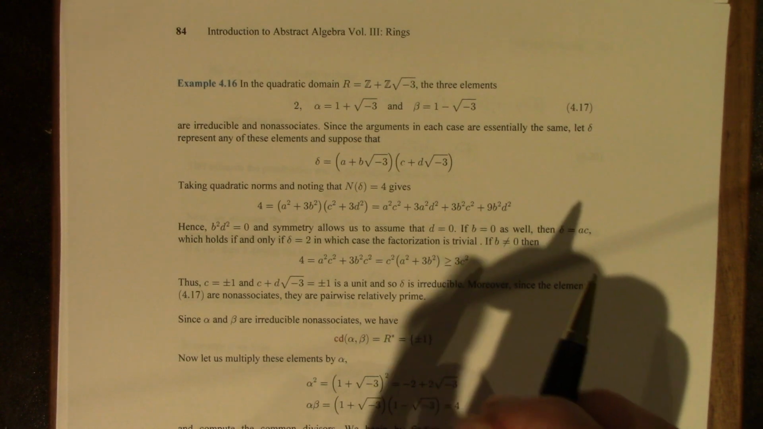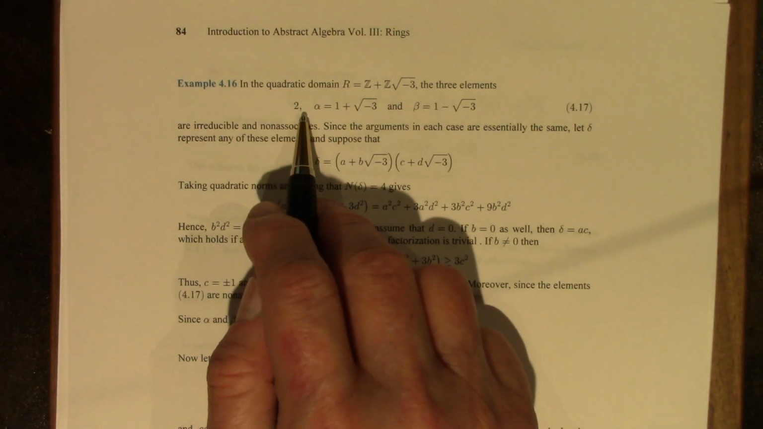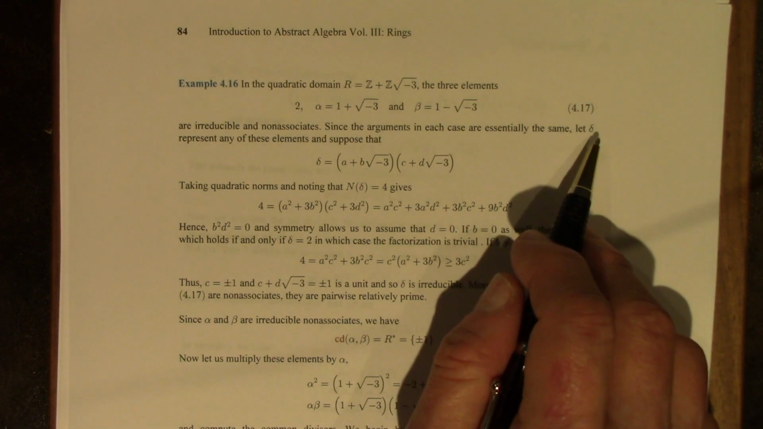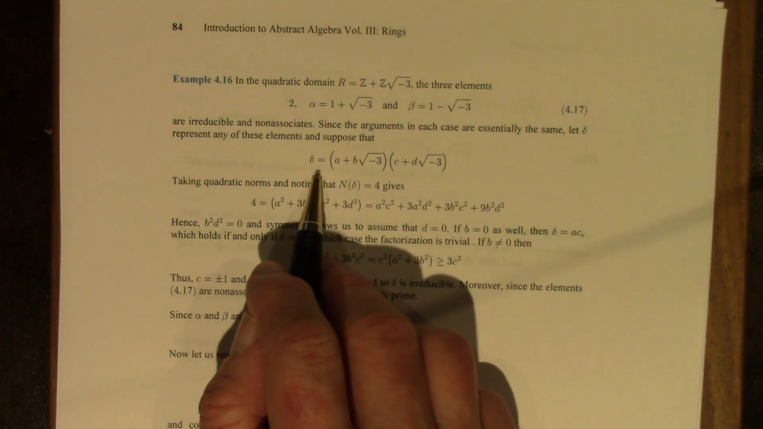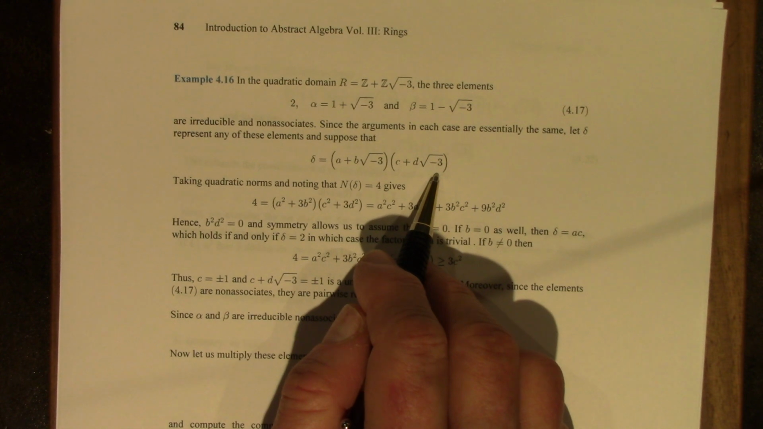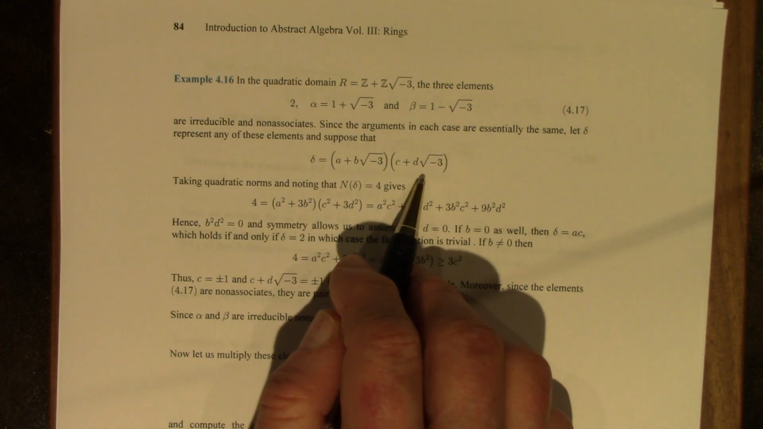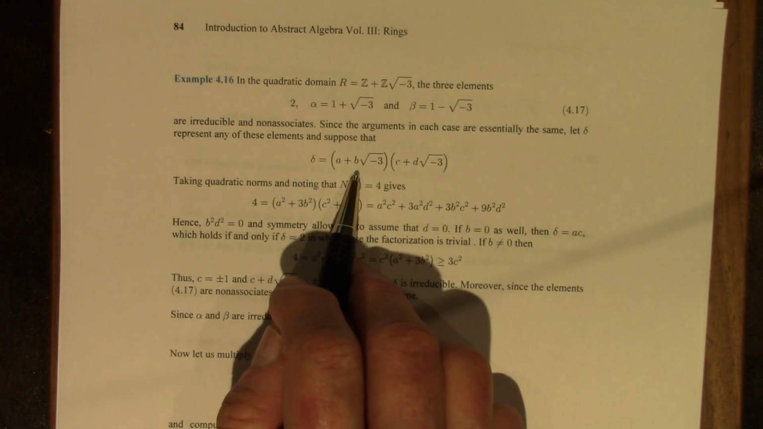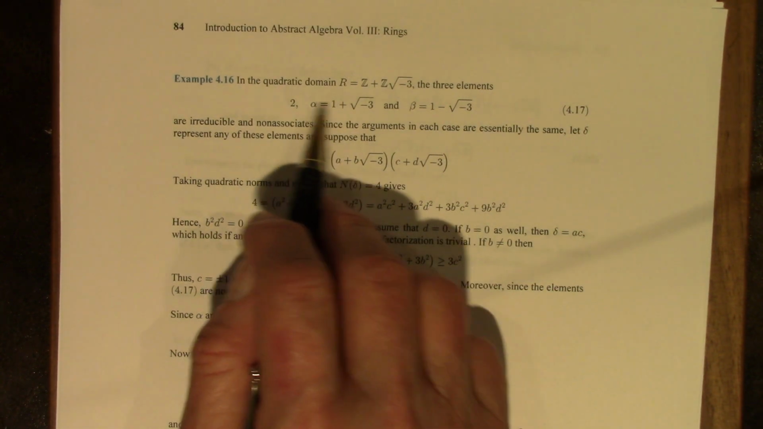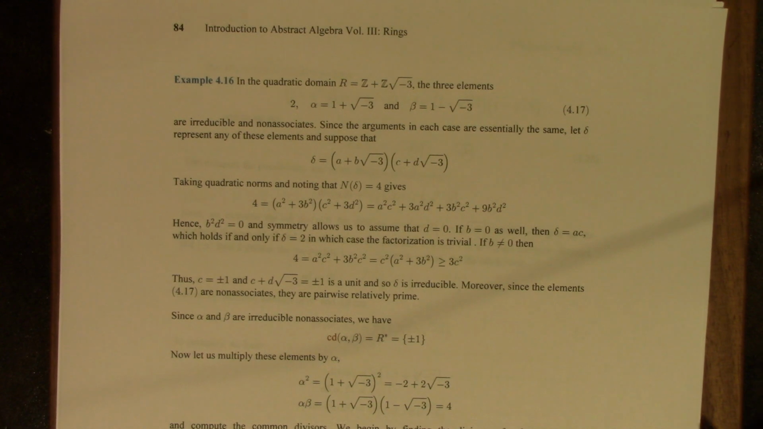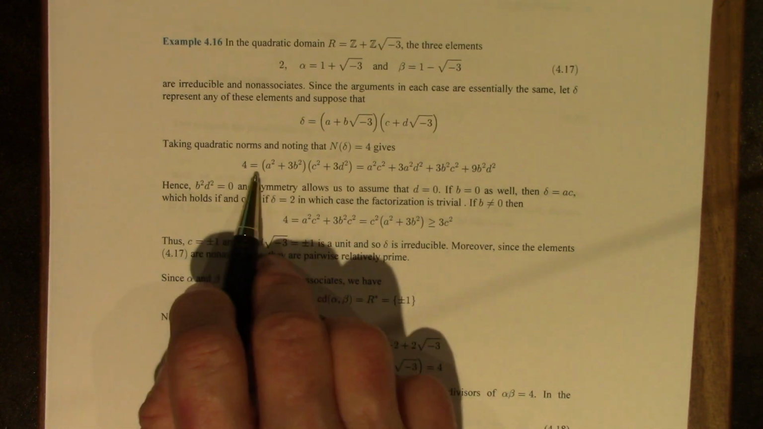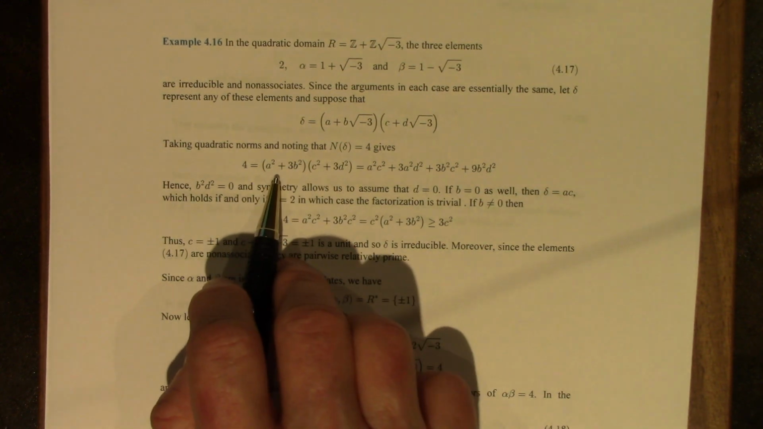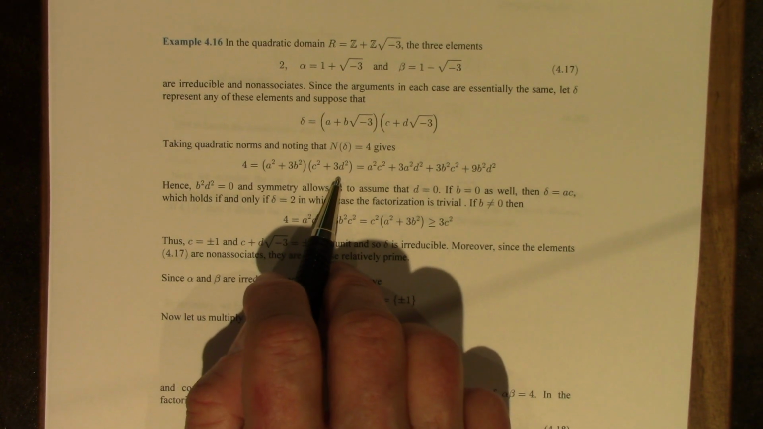As to their irreducibility, we can actually prove that for all three at the same time. So let's say delta represents any of these elements, and suppose delta has a factorization that looks like this. Then we need to show one of the factors is a unit. Taking quadratic norms, each of these has norm 4. That's why this single argument works for all three of these. Okay. So we get 4 equals, the norm here is a squared plus 3b squared, c squared plus 3d squared.